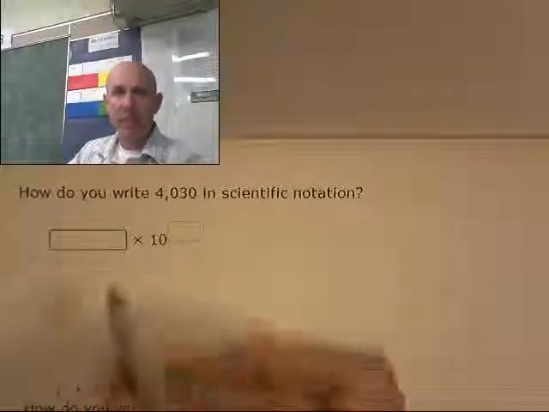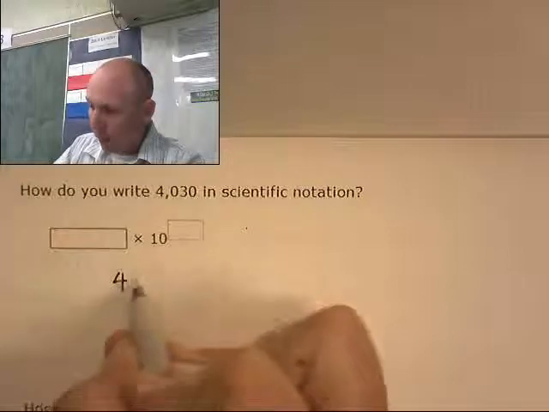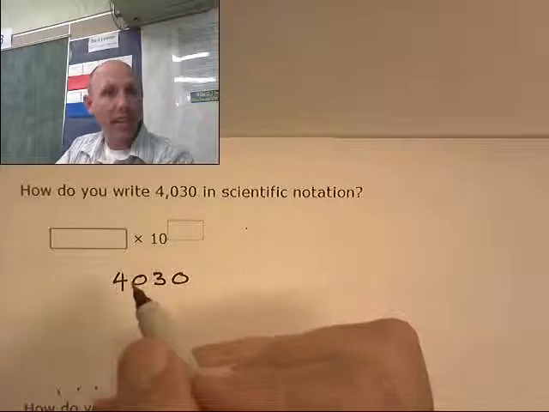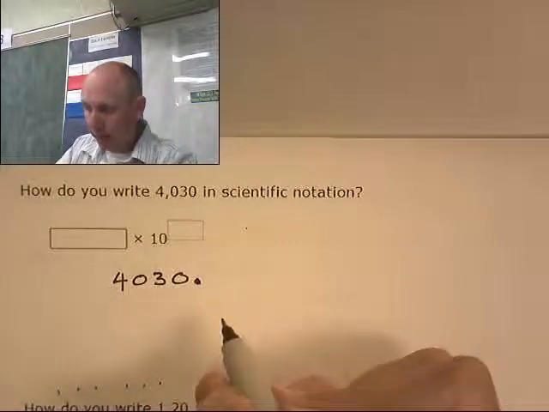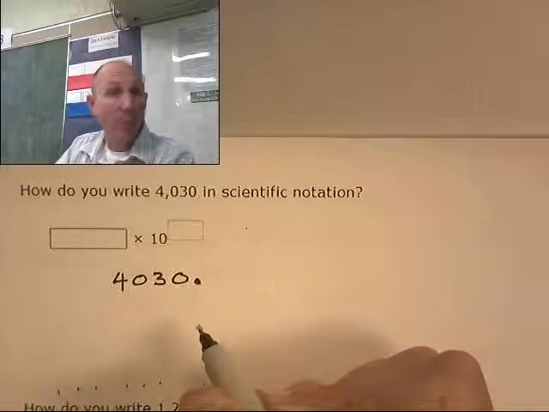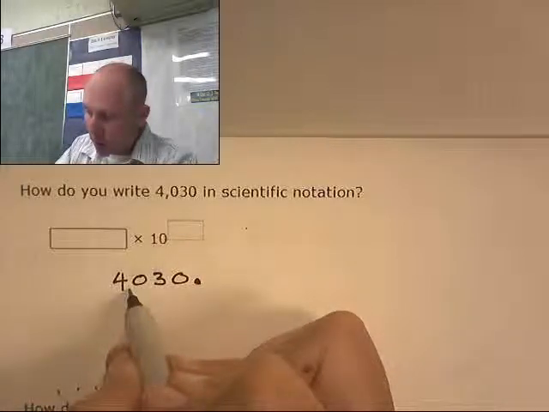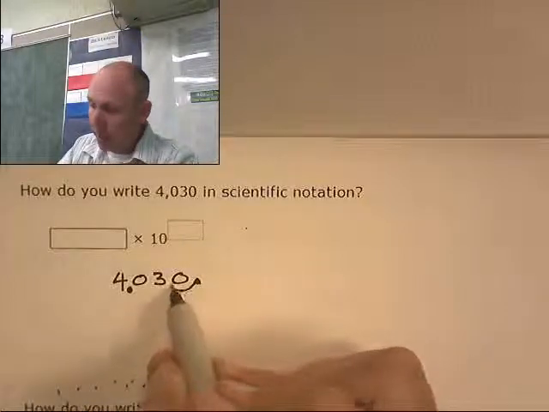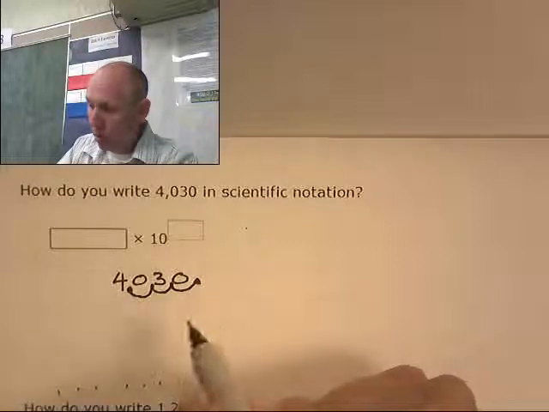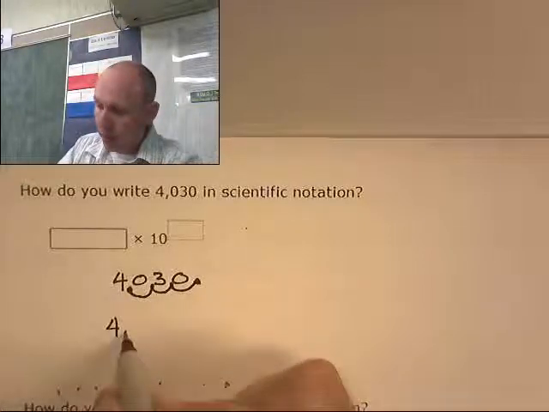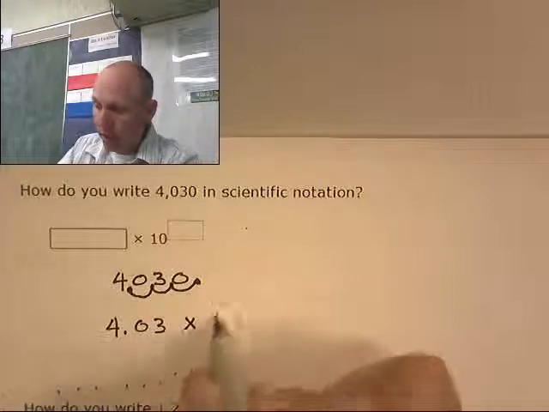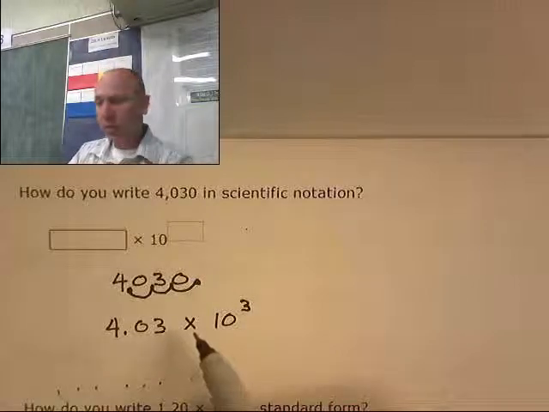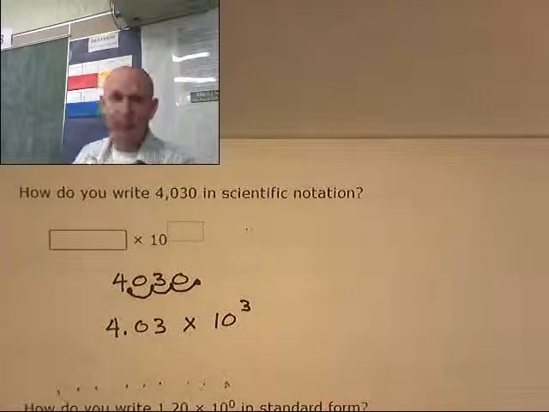How do I write this in scientific notation? I have 4, 0, 3, 0. Where is the decimal? It's at the end. Where does it want to be? Well, it wants number, decimal, number. It wants to be right here. That's where it wants to be, as close to the front as it can get. How many jumps does it take? 1, 2, 3 jumps. This is 4.03 times 10 to the third. 3 jumps. It's a big number, so it's a positive.